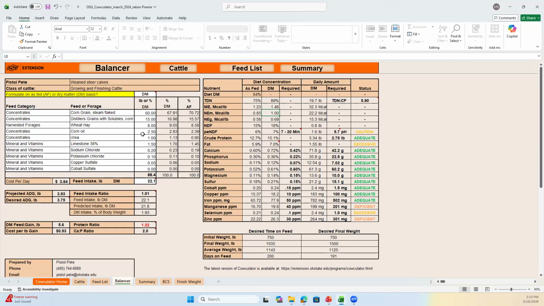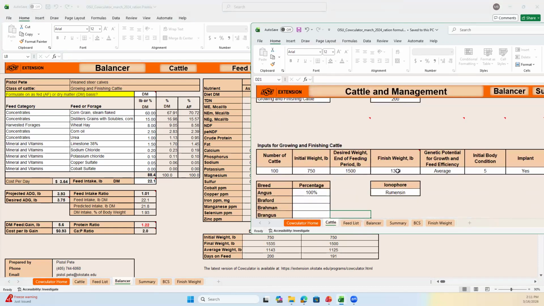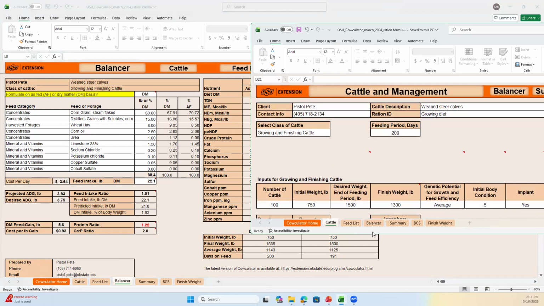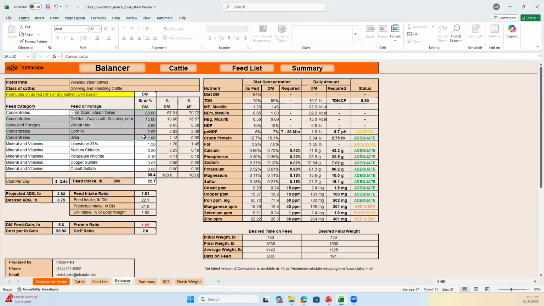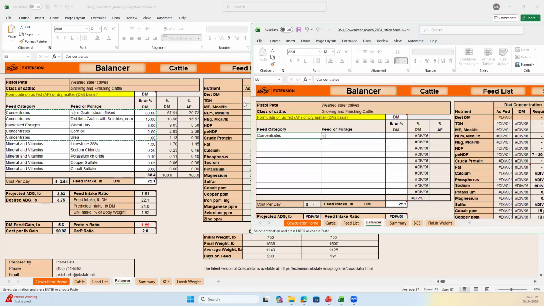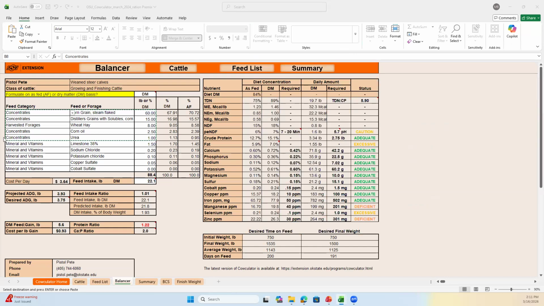So I'm going to remember this, and I'm going to come over here to my other ration formulator. Make sure that these are all entered the same. 15, 13. Okay. Balancer. Just copy those in to your other sheet. Okay. I'm going to delete out urea.